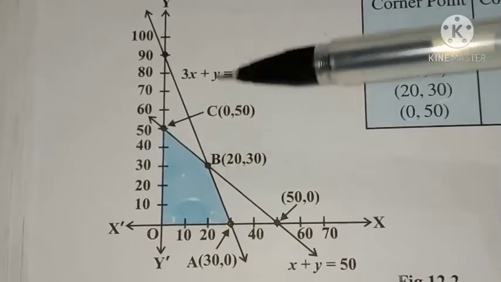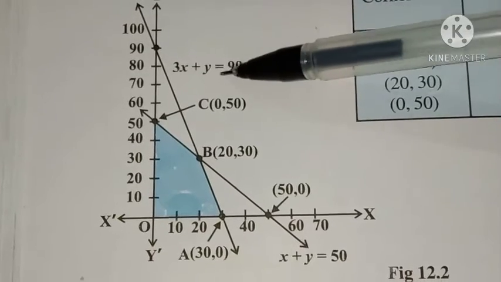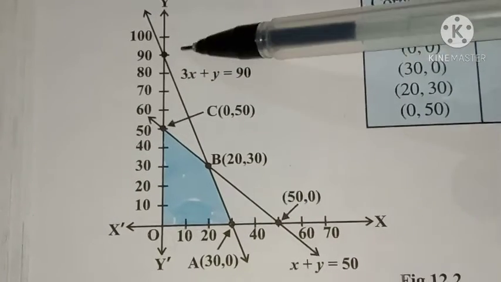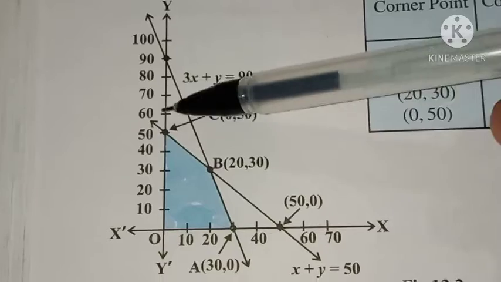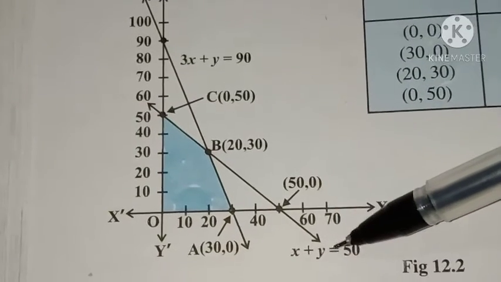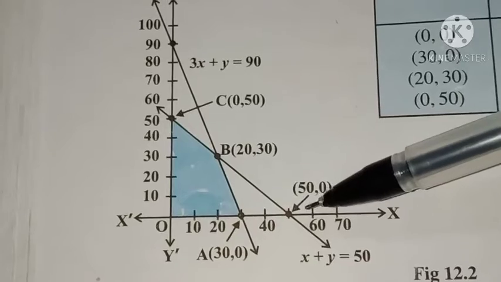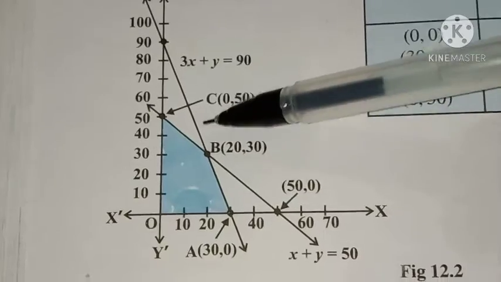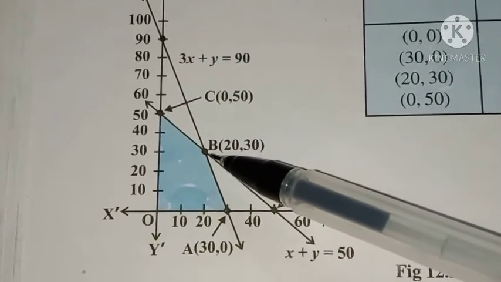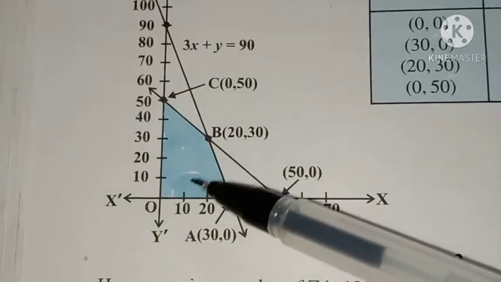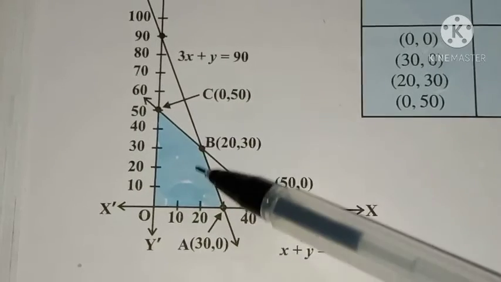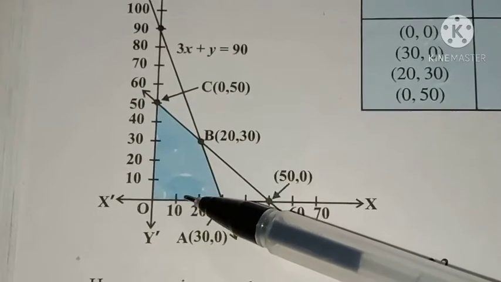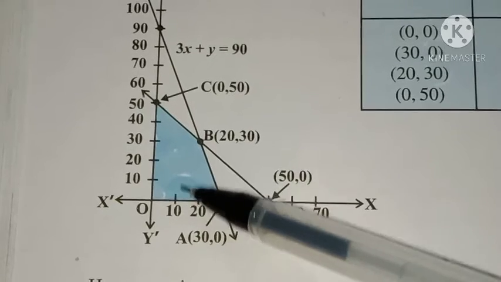Let's see the graph of the linear equation 3x plus y is equal to 90. See this straight line passing through the points 30, 0 and 0, 90. And this is the straight line of the equation x plus y is equal to 50, passing through the points 50, 0 and 0, 50. Now listen, both the inequalities are less than or equal to. So this is the region with respect to the given linear inequalities and the given non-negative restrictions.